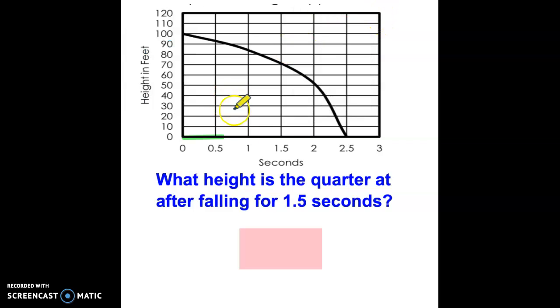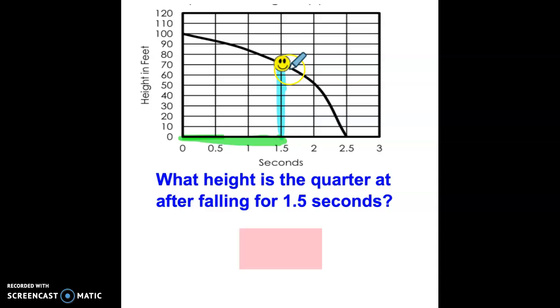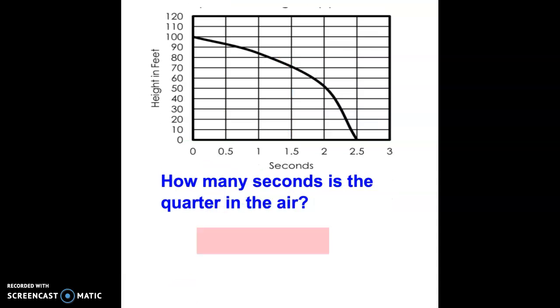Okay, remember, at what height is the quarter at after falling for 1.5 seconds? So let's go to 1.5 on our x-axis. I've traced that portion of the x-axis green. Now we want to trace up until we hit the graph to find the y value when x is 1.5. I'm going to put a smiley face at that point, and you want to ask yourself, what is the y value of this smiley face? And the answer is 70. So what height is the quarter at after falling for 1.5 seconds? 70 feet.